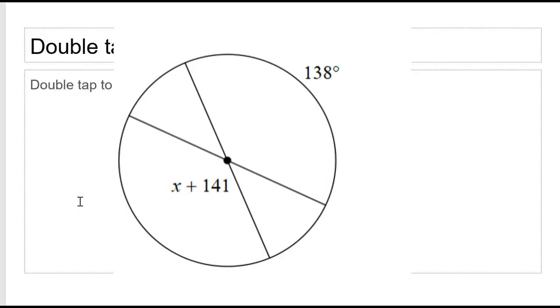Alright, this problem, we kind of encountered this problem before in the previous slide. On the one on the left, you can see we have two x's. So once again, I'm going to show you two different ways to do this problem.